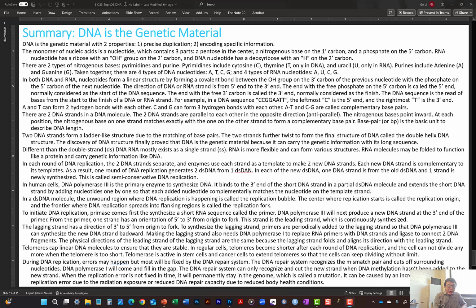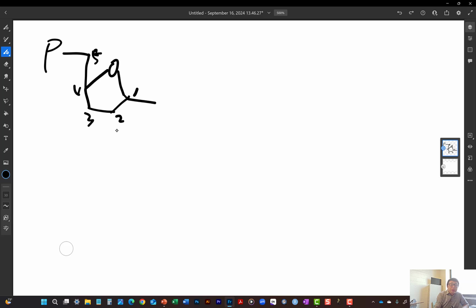The monomer of DNA is called a nucleotide. A nucleotide itself has three components. The very center is a ribose sugar. It has the first, second, third, fourth, and then fifth carbon. The fifth carbon is bound to a phosphate, and the first carbon is bound to a base.